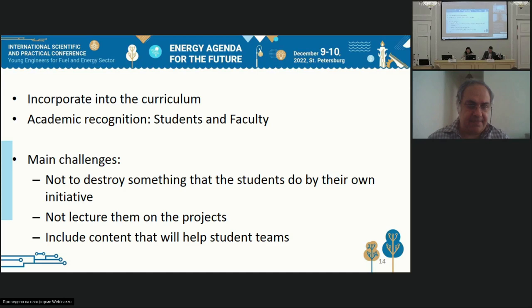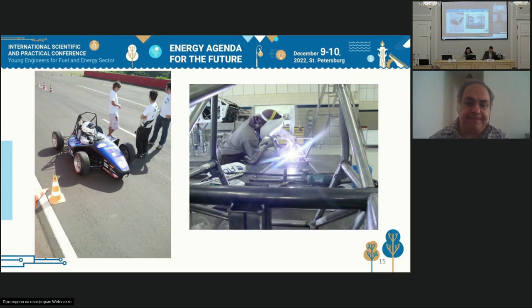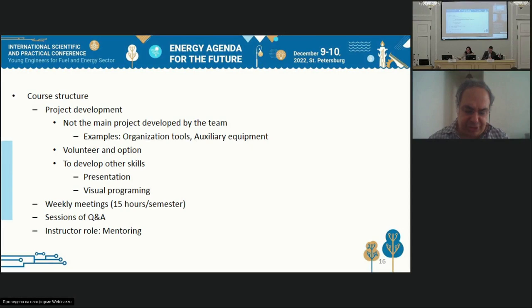So here are two examples. We have the Formula Student team, and they have to design, build, test, and put into competition a race car. And of course, the manufacturing is done by the students. Students have a machine shop and a laboratory where they can put their hands on and do everything. So everything is done by the students. So we did a course in which the students have to do a project development, not the main subject of the team. So they're not going to do the race car in the classroom, but they are going to work on auxiliary projects to the team. So organization tools, equipment that is going to be used to manufacture or to test the car, or test procedures, things that are auxiliary to the project.